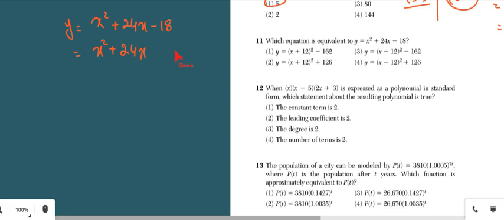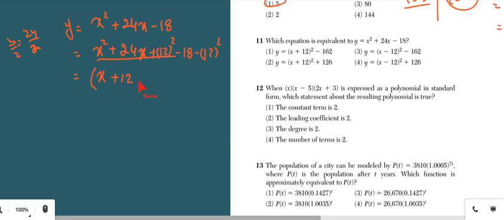Let's divide 24 by 2, which is b divided by 2. So I will get 12. So we have to add the square of 12, and we also have to subtract the square of 12 from this. Okay, so this highlighted part will become x plus 12 whole square.